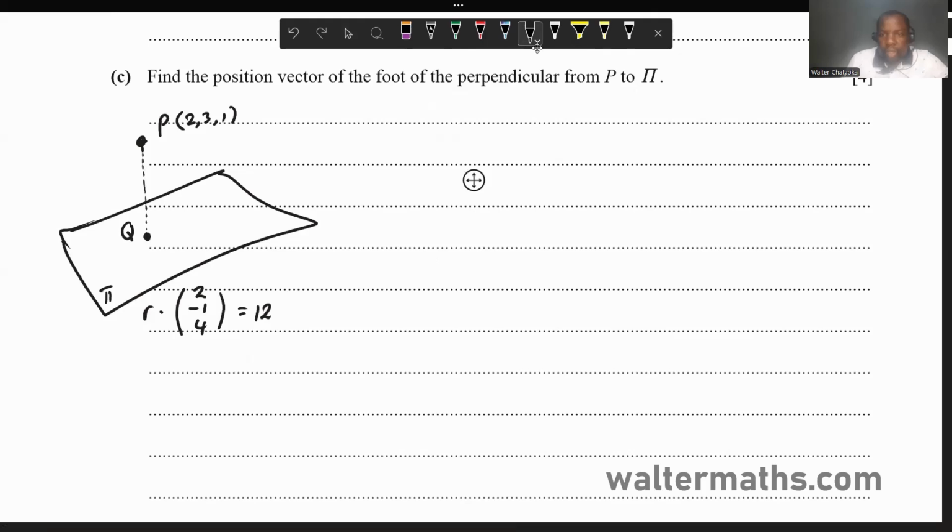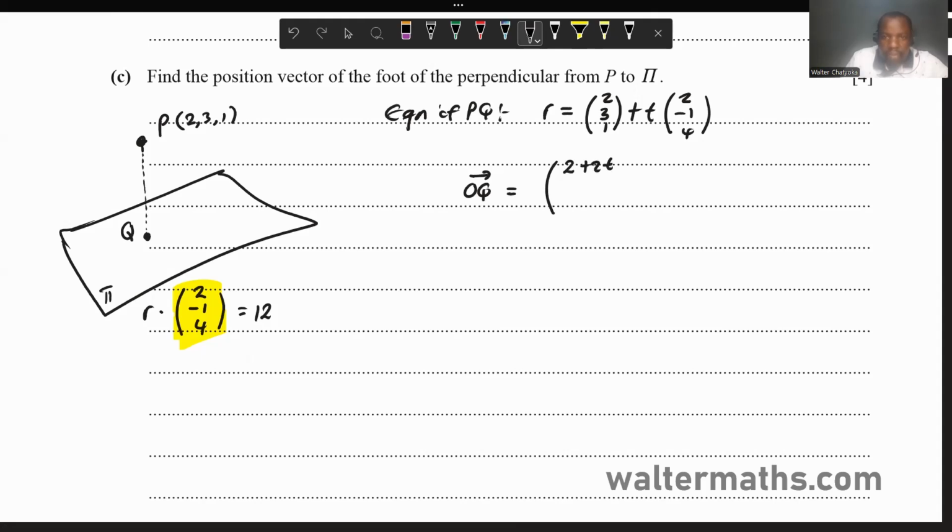So what we're going to do is find the equation of PQ. For that, we'll say that r is equal to the point 2, 3, 1 plus t of the direction vector of PQ. PQ has the same direction vector as the normal to the plane, right? So, well, 2, minus 1, 4. So what that means is that the point Q should be 2 plus 2t, 3 minus t, 1 plus 4t. All right. So that's the point Q.